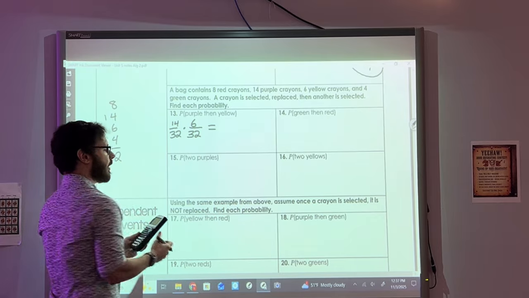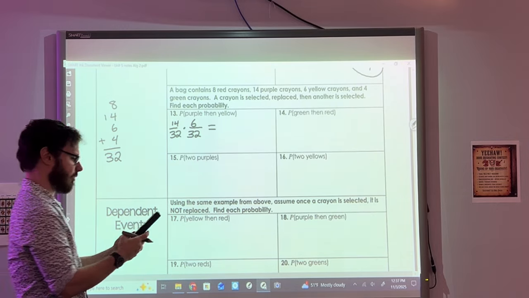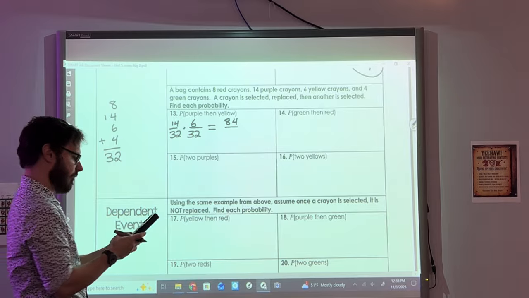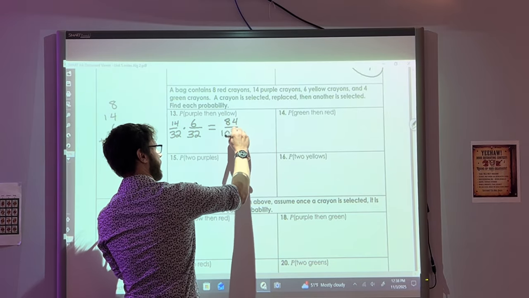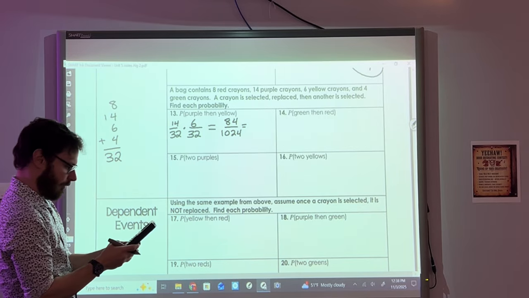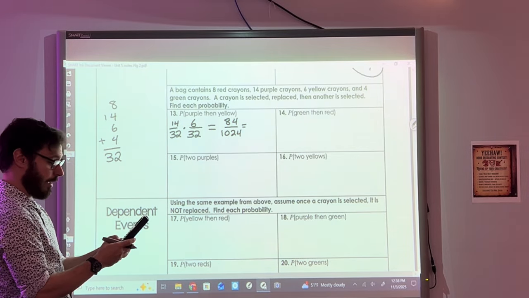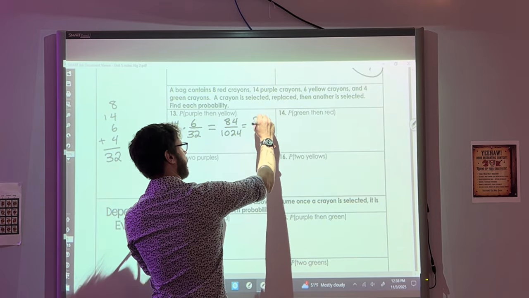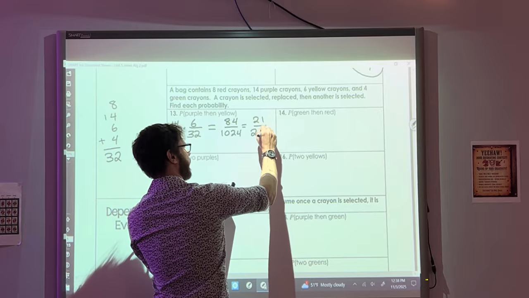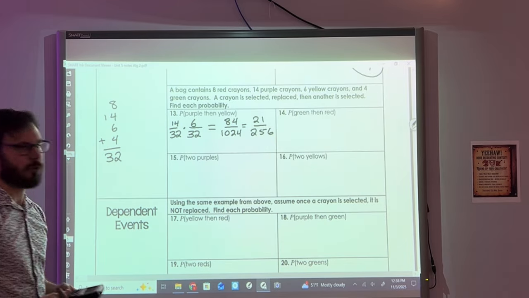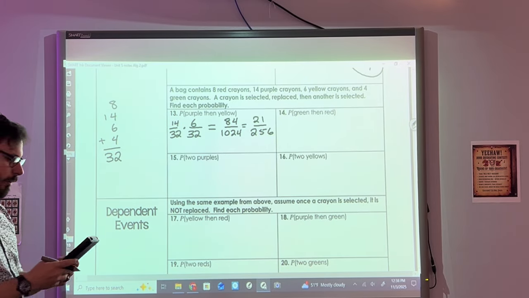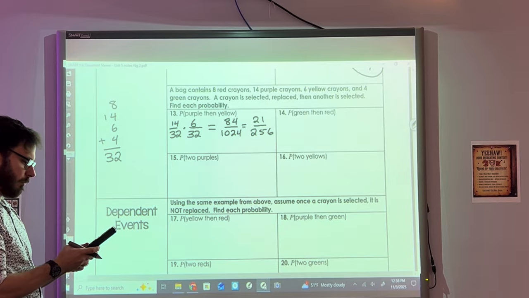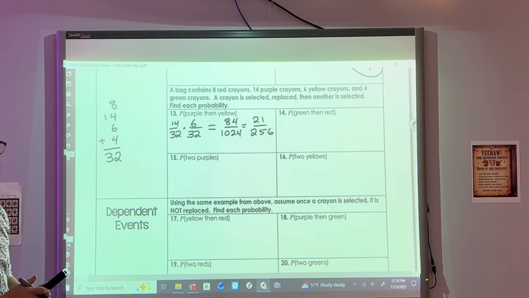All right, let's multiply the numerators. 14 times 6, 84. 32 times 32, 1024. And let's reduce that. 84 divided by 1024. We're going to hit math, enter, enter, and we get the smallest form of that fraction, which is 21 over 256. So not very likely. It's less than 10%. It's like 8%. So not very likely.